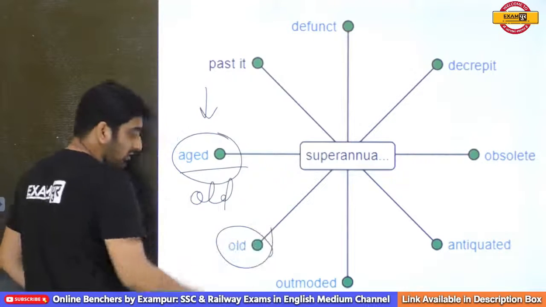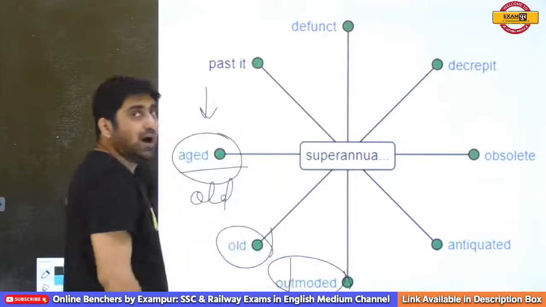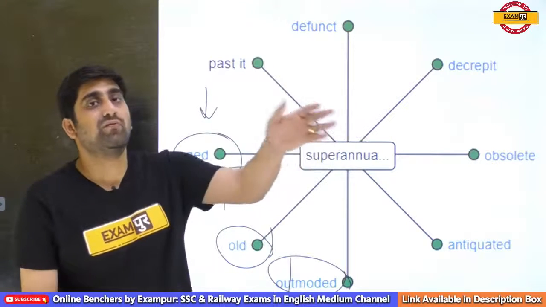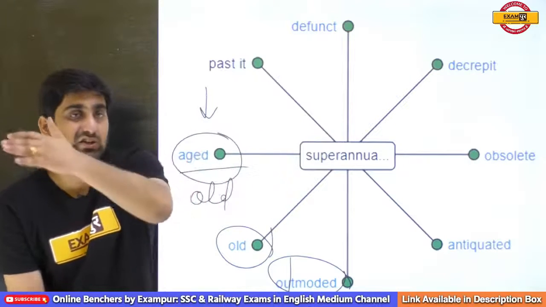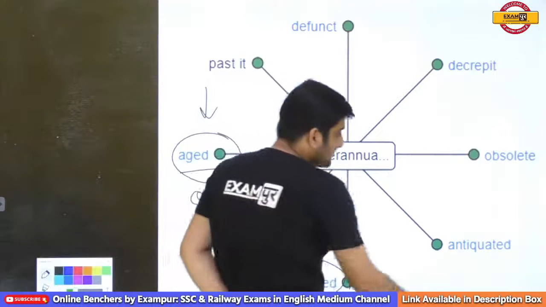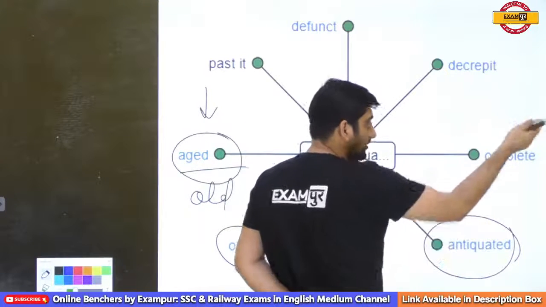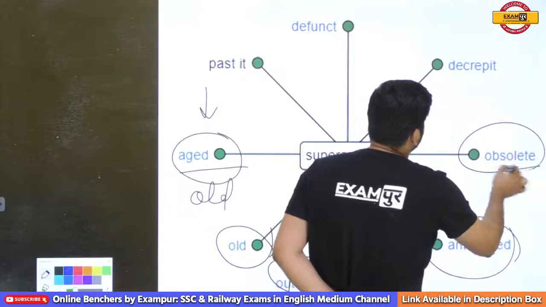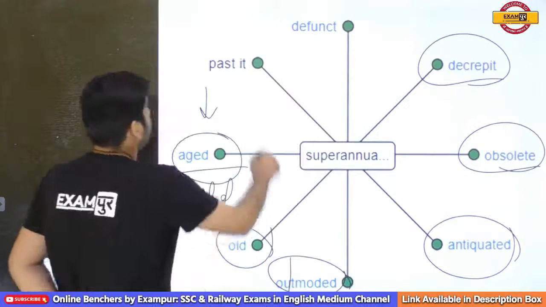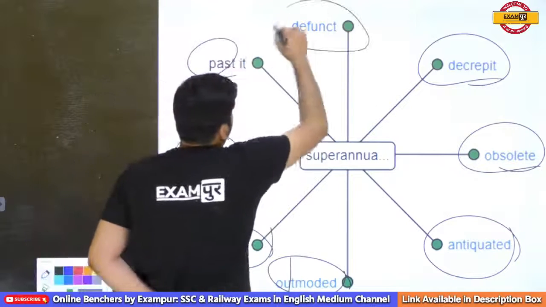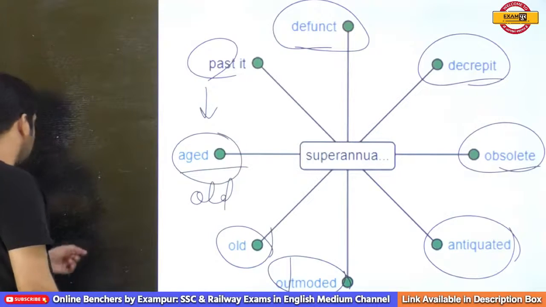Okay, means old, means outmoded. Outmoded means which is out of the mode, which is out of the working condition. Okay, means something that is antiquated, means that is antique, means old again, that is obsolete, that is decrepit. Okay, means past or defunct. Okay, this is how the very word can be understood.